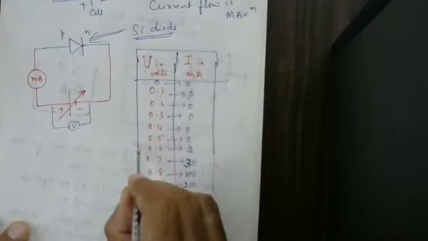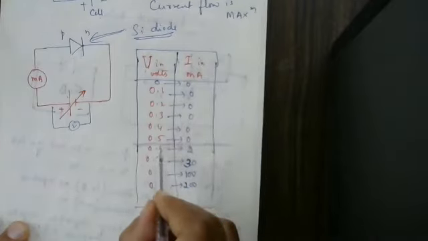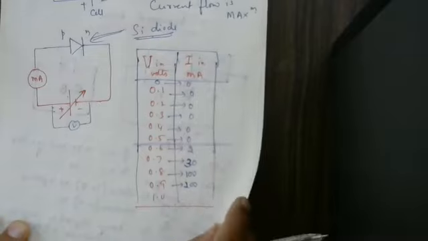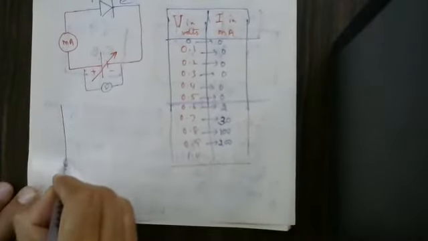Like that it goes on increasing. Up to here, you are not going to get any current. This is the junction potential. Don't forget. Now we are asking you to plot a graph here. You are supposed to plot a graph.